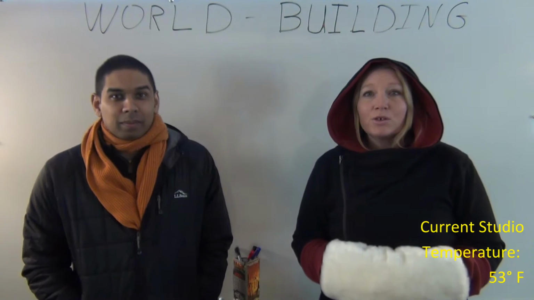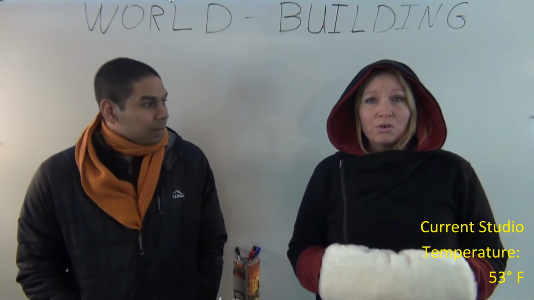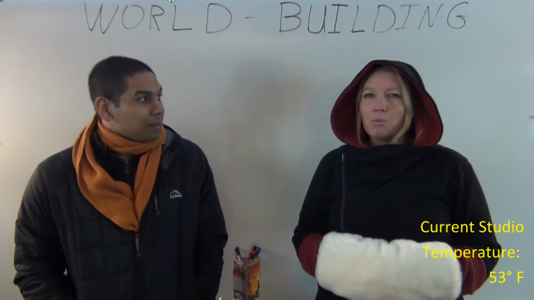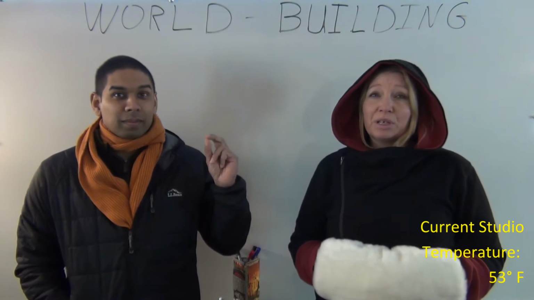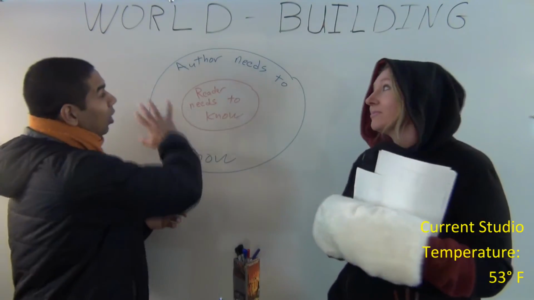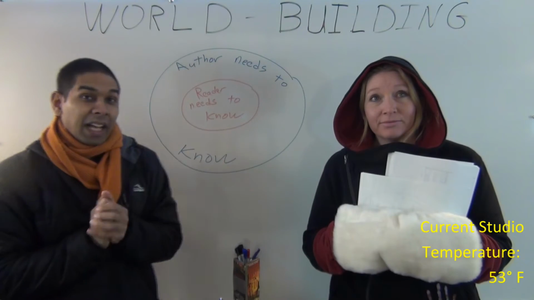There are two main things you have to keep in mind when you're world building. There's what the author needs to know in order to make a good, consistent, and interesting world, and then there's what the reader needs to know in order to enjoy that world. The author needs to know a lot more than the reader does, and that's usually a big mistake that new writers make. The main point here is what the author needs to know is much, much bigger than what the reader needs to know in the actual book.